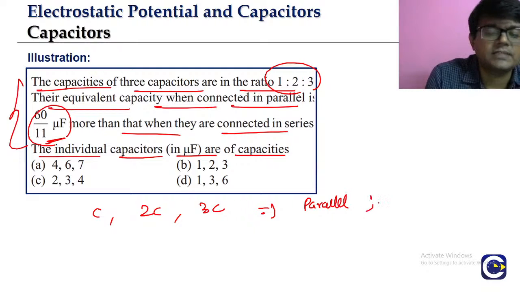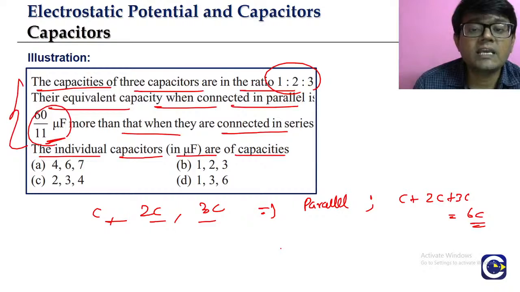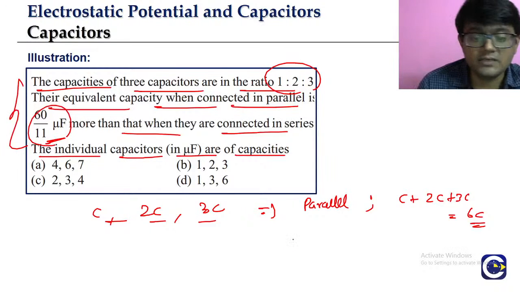If they are kept in parallel, what is the C equivalent formula? C equivalent is equal to C1 plus C2 plus C3. What is it? C plus 2C plus 3C, which gives 6C. That is the equivalent capacitance when they are in parallel.